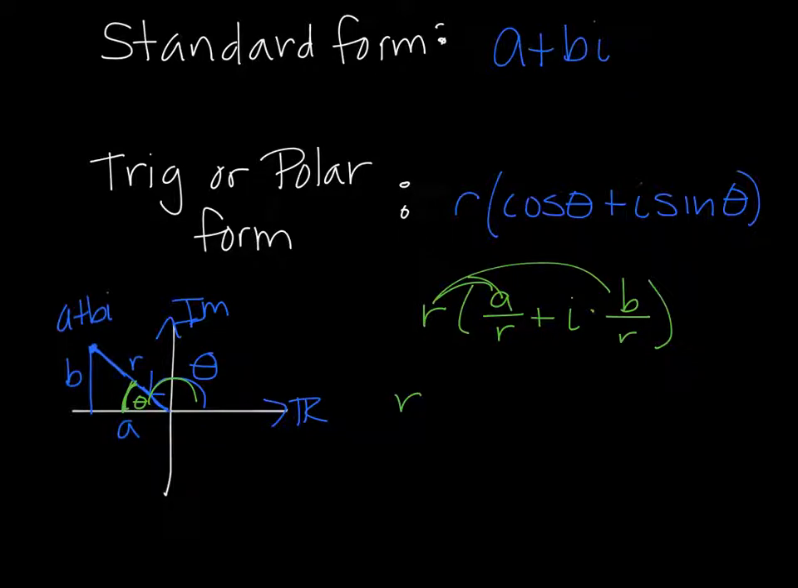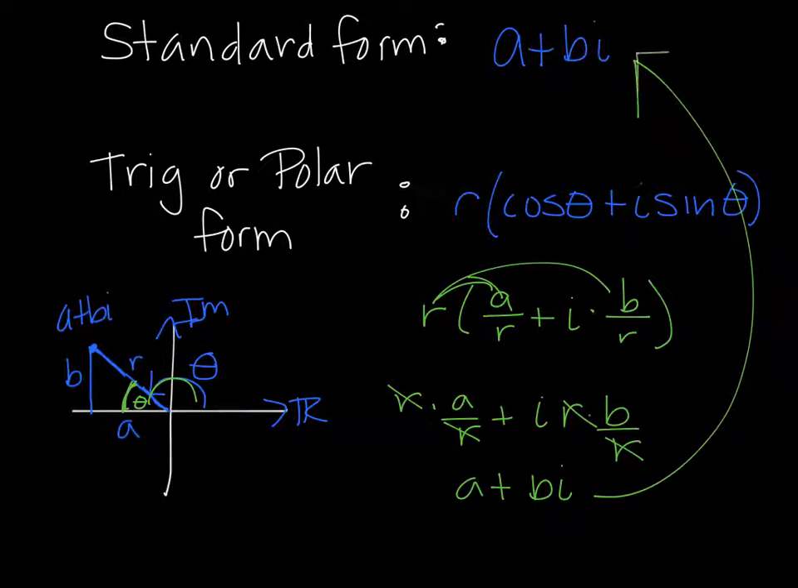And so if we look at taking r times both of those, we have r times a over r plus i r times b over r. And then if we look at each one separately, the r's cancel, so we have just a, and the r's cancel here, so we have bi. And that would then match up to the standard form. Okay, so that's how that works.